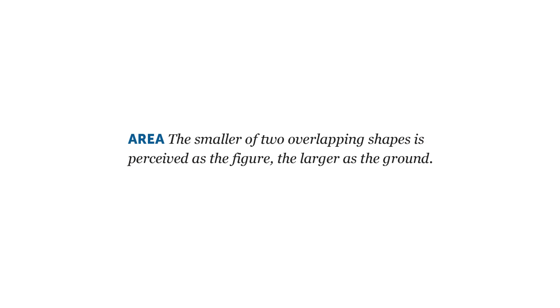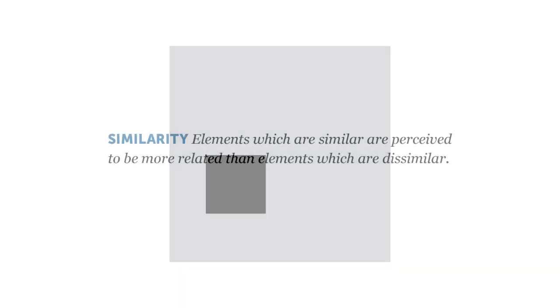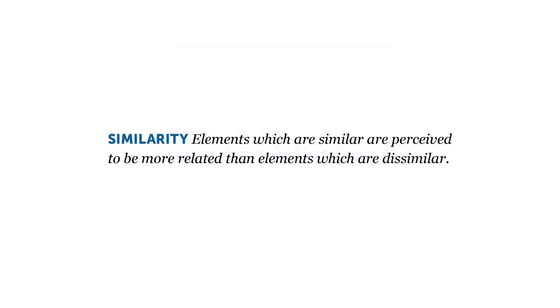The next law, the law of area, is closely related to the law of figure and ground. This law states that the smaller of two overlapping shapes is perceived as the figure, and the larger as the ground. So if you look at this arrangement with a large square and a small square, most of you are going to perceive the small square as sitting on top of the big square. However, a few of you may see the small square as being a hole in the big square. Whatever.